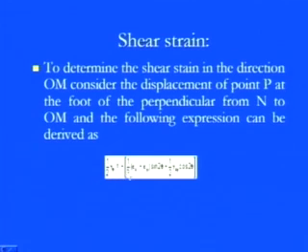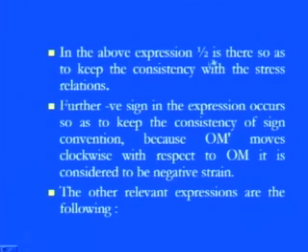half of the gamma theta is nothing but equal to half of (epsilon x minus epsilon y) sin 2 theta minus half of gamma xy cos 2 theta, because of the symmetry. In the above expression the half is there so as to keep consistency with the stress relation, because we know that tau theta was nothing but (sigma x minus sigma y)/2 sin 2 theta plus tau xy cos 2 theta. So it is pretty similar to those things; we just want to keep the consistency, so it has the same relation.